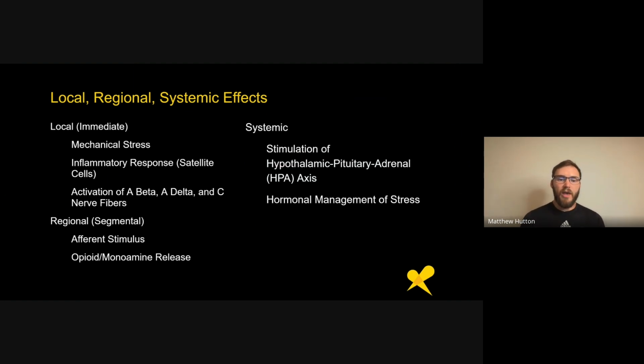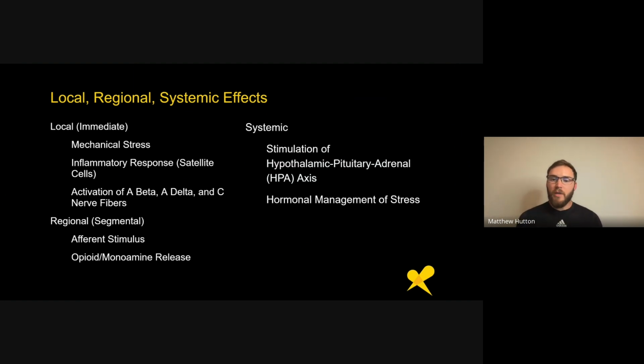You will also get the release of opioids and monoamines. These are pain-modulating hormones, and these can be released at the level of the spinal cord, they don't necessarily need to reach the brain. So you have presynaptic and postsynaptic neurotransmitters that are going to modulate pain. Depending on the specific hormone or neurotransmitter that you're looking at, these are going to happen before or after the level of the spinal cord.